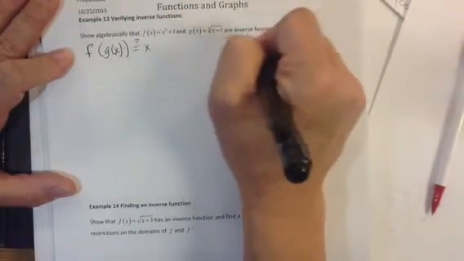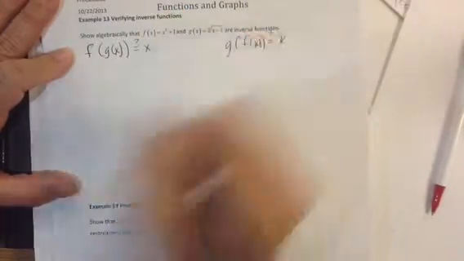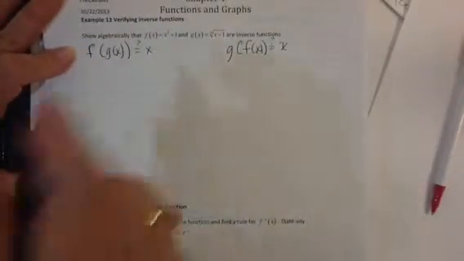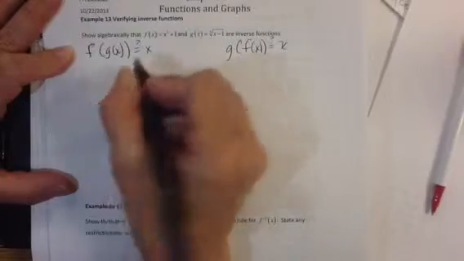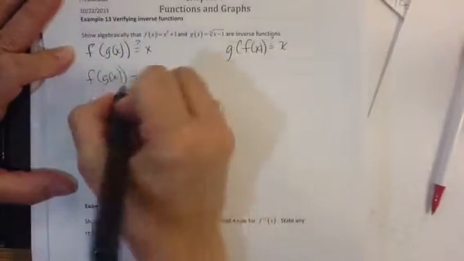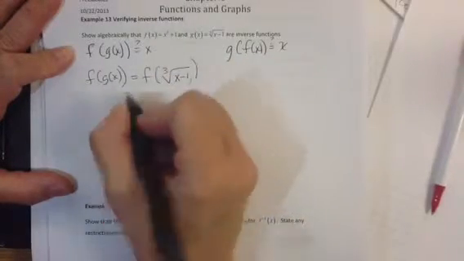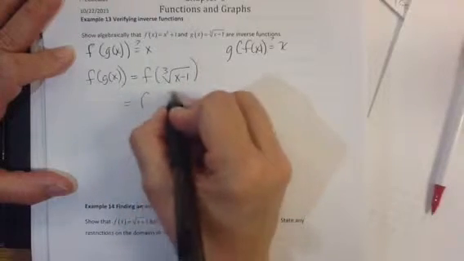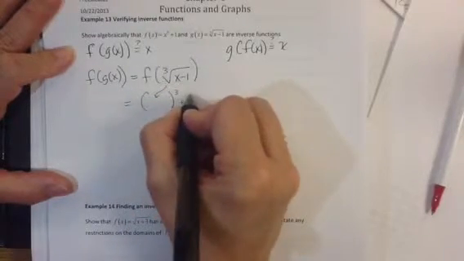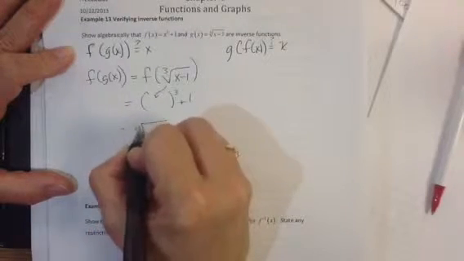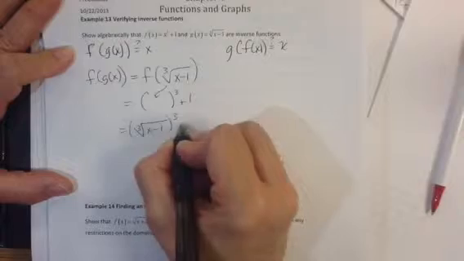Now I need to show algebraically that these are inverse functions. What I need to do is show f of g of x, does that equal x? And does g of f of x equal x? If that's the case, they are inverse functions. So let's try this one. f of g of x. Well, let's put in our g of x. That's the cube root of (x minus 1). Now I take my f function: whatever my input is, I cube it plus 1. So I take the cube root of (x minus 1), cube it, plus 1.